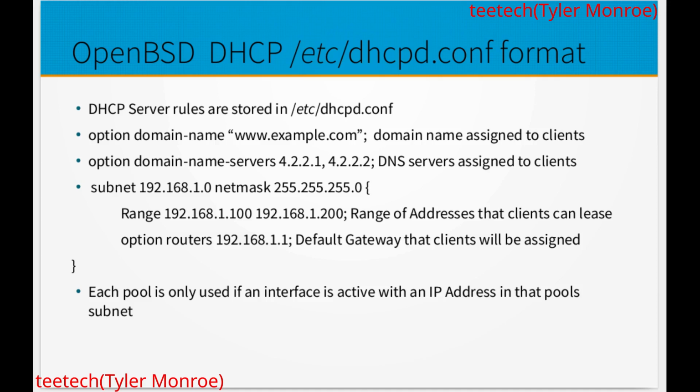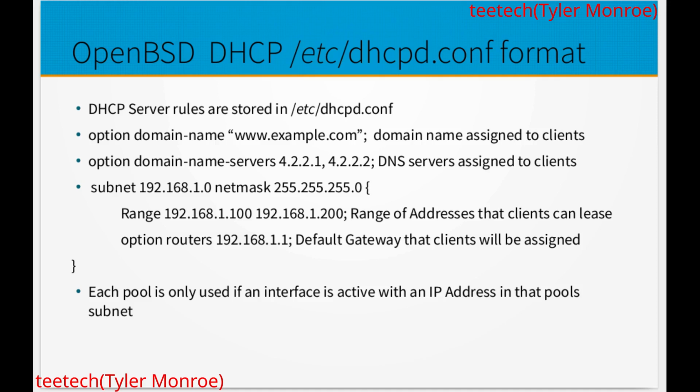Outside of that, to specify that pool, we use subnet, space, and then a network ID. So in this case, it's 192.168.1.0, so the beginning of that network. The netmask is the subnet mask portion. In this case, it's 255.255.255.0. And then you open a curly brace, and then you hit enter. And then inside of this, we want to put the dynamic range. So we put range, and then the starting address, space, and then the ending address. But remember, these addresses have to be in the subnet we specified above, okay? That's the range of addresses that clients can lease.